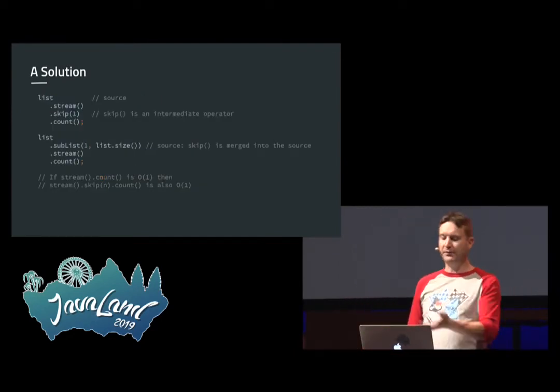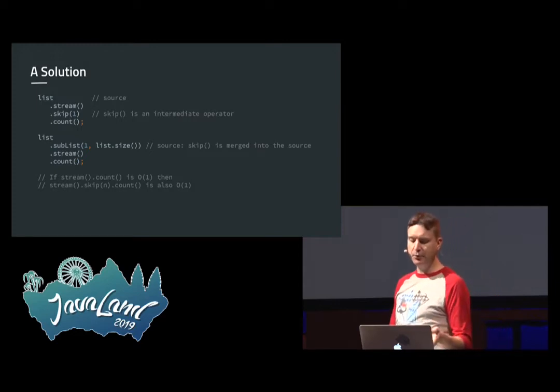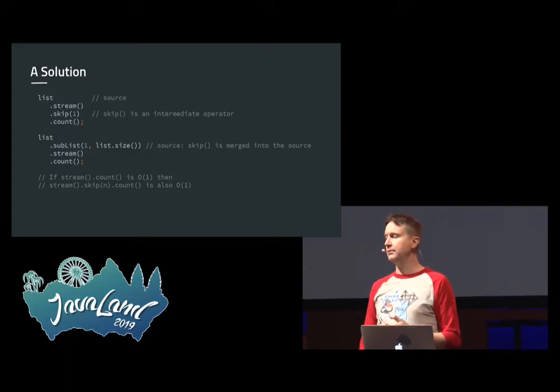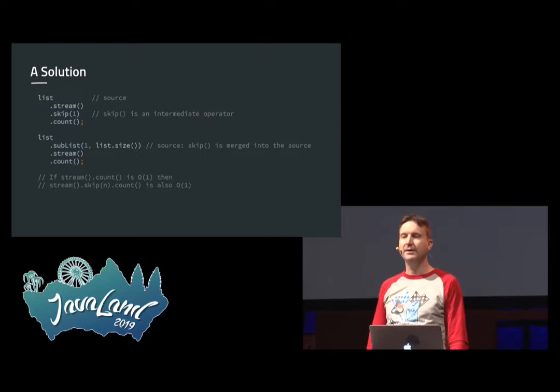And so we can move on. We can, for example, replace the skip. So instead of skip, we can update our source and view that list as a sublist instead of a list. And we can, by inductive proof, show that if we replace each and every intermediate operation, the entire chain can be order 1. So this is a kind of cool technology.